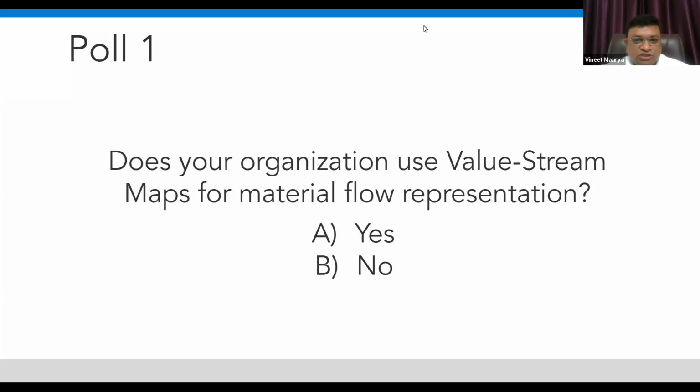Does your organization use value stream maps for material flow representation? So I think 70% have some. We have 70% people who have voted, and most of them, it's a kind of 60-40 ratio. 60% of you are not using it, and 40% of you are using it.